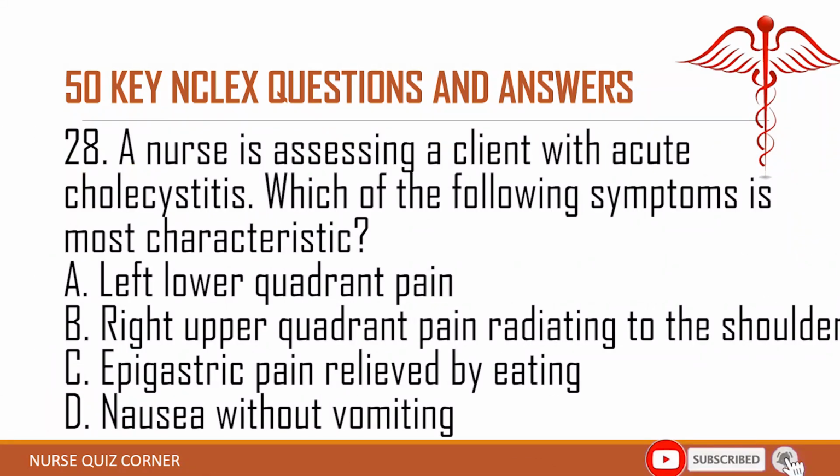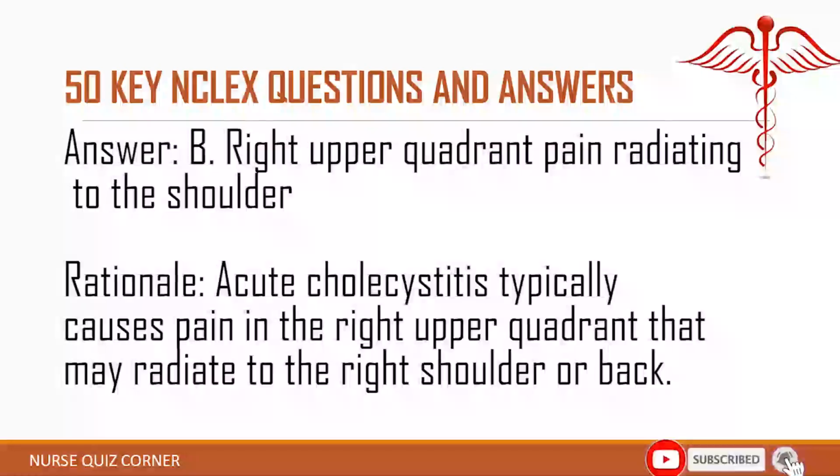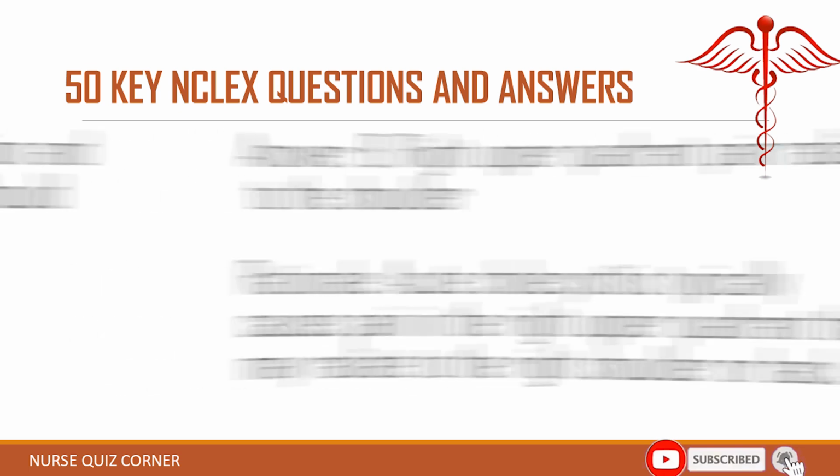28. A nurse is assessing a client with acute cholecystitis. Which of the following symptoms is most characteristic? A. Left lower quadrant pain. B. Right upper quadrant pain radiating to the shoulder. C. Epigastric pain relieved by eating. D. Nausea without vomiting. Answer B. Right upper quadrant pain radiating to the shoulder. Rationale. Acute cholecystitis typically causes pain in the right upper quadrant that may radiate to the right shoulder or back.